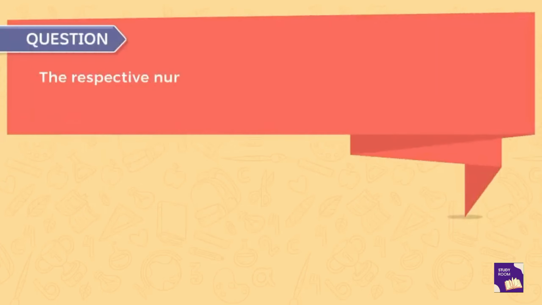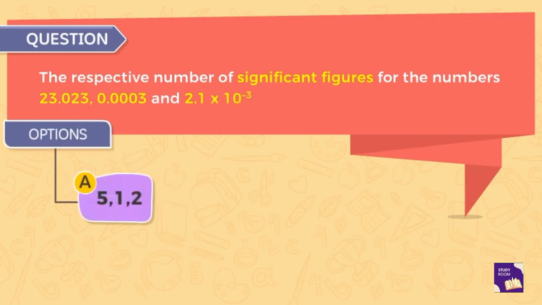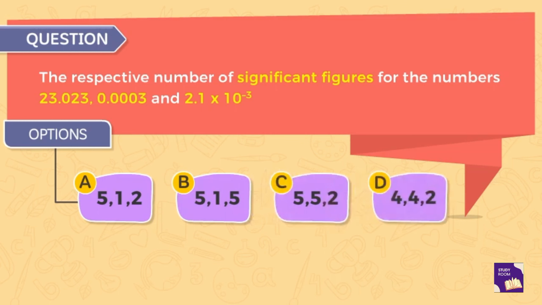Question. The respective number of significant figures for the numbers 23.023, 0.0003 and 2.1 into 10 raised to the power minus 3. The options are. This question was asked in JEE Main 2010 exam.